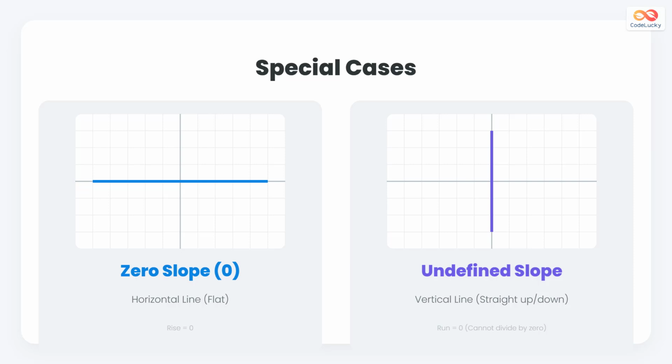There are two special cases to remember. First, a perfectly horizontal line has a zero slope because there is no rise. Second, a vertical line has an undefined slope. This is because the run is zero, and in mathematics, we cannot divide by zero.